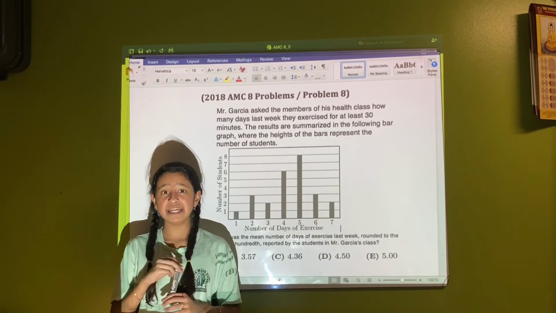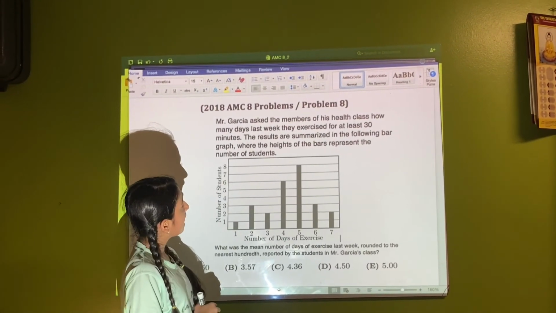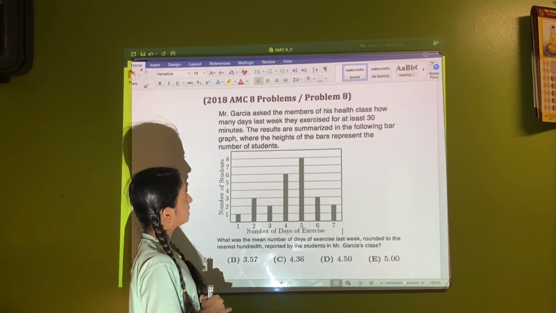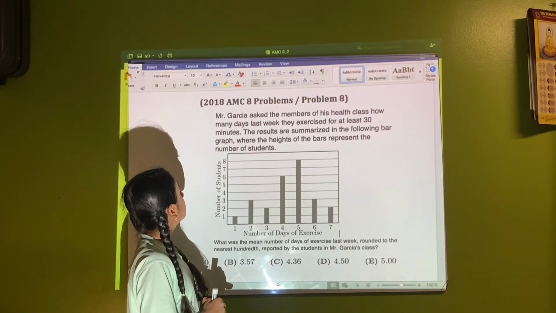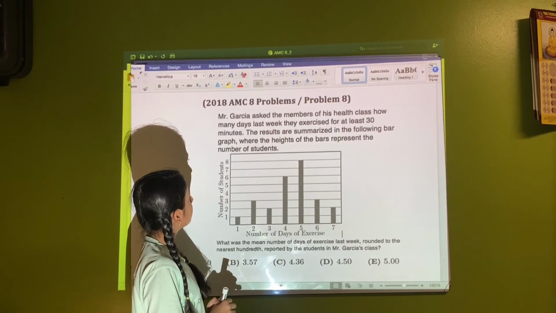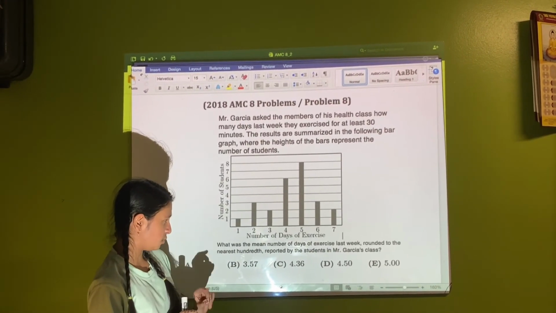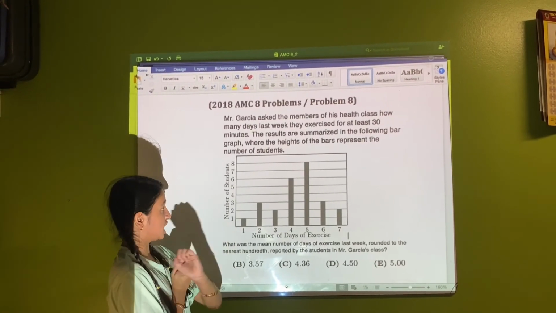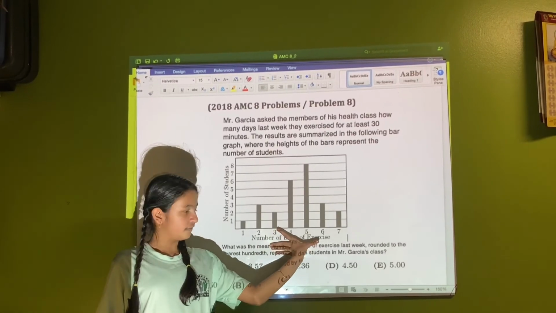Now a problem, mean, median, and mode. Mr. Garcia asked the members of his health class how many days last week they exercised for at least 30 minutes. The results are summarized in the following bar graph, where the heights of the bars represent the number of students. What was the mean number of days exercised last week, rounded to the nearest hundredth, reported by the students in Mr. Garcia's class?